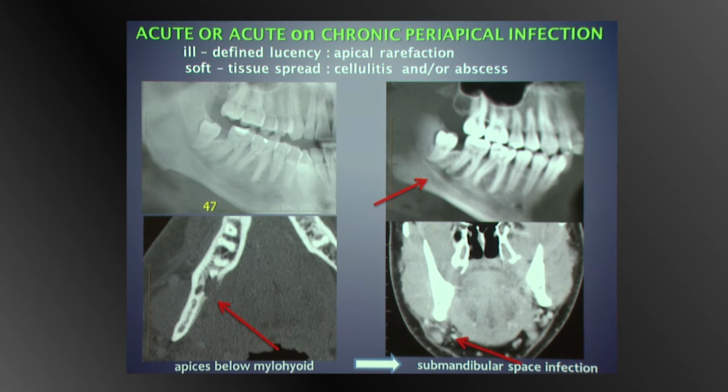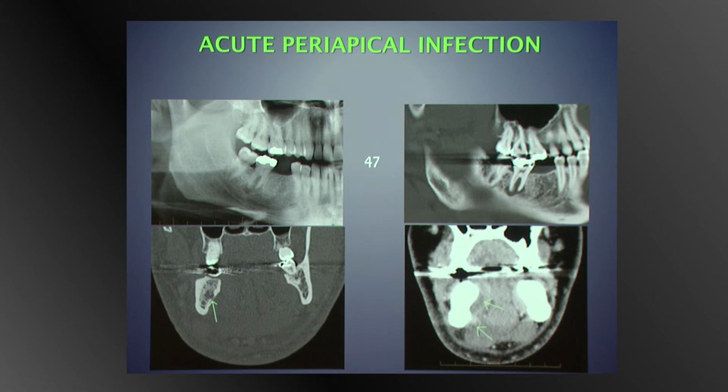The apices are below the mylohyoid muscle because it's a second molar. Therefore, the spread of sepsis will be inferiorly, like the case of the fistula we saw, in this early sepsis in the submandibular space. A bit of edema, a bit of thickening of platysma. Okay, more significant infection.